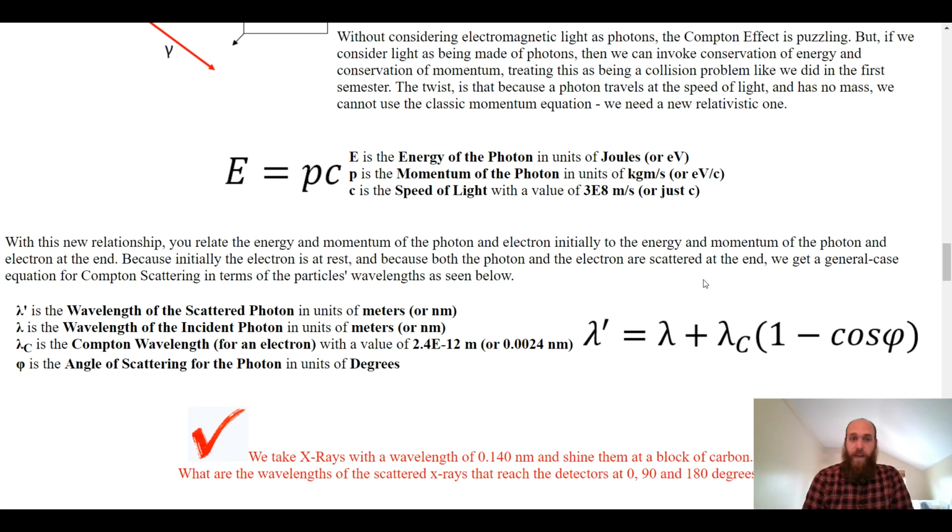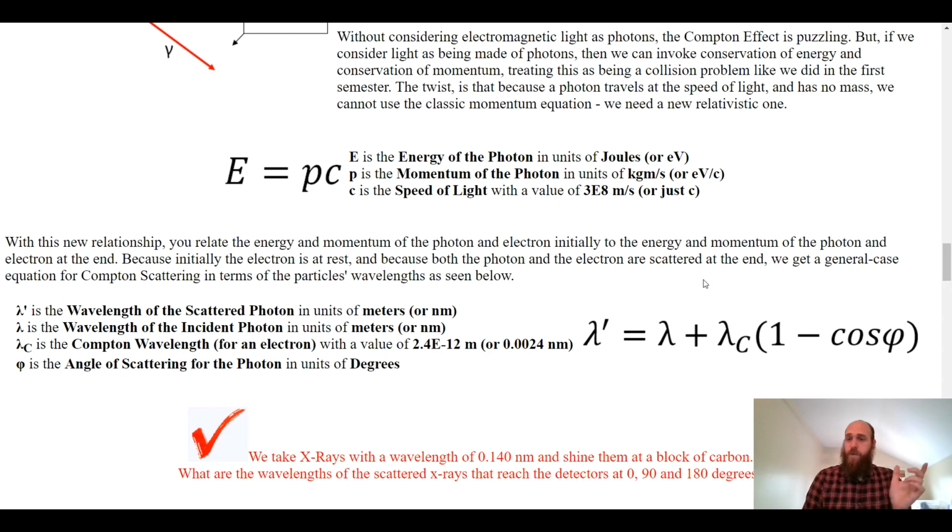Lambda is just going to be the wavelength of the incident photon, the one that came in. Then you've got lambda c, which is just a constant, 0.0024 nanometers or 2.4 times 10 to the minus 12 meters, depending on if you're using relativistic units or not. And that's different for different materials. This one is specifically for an electron. So the Compton wavelength of an electron is your 0.0024 nanometers.